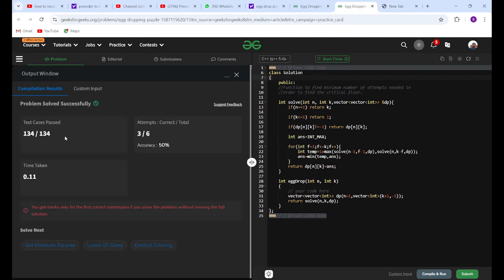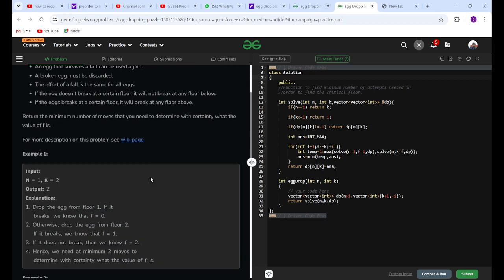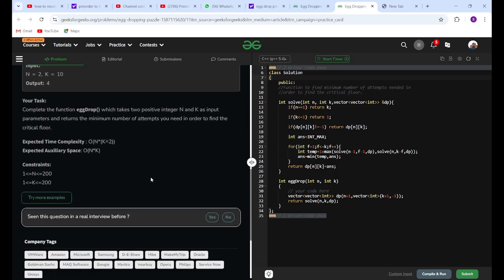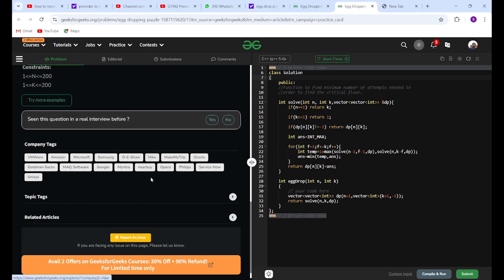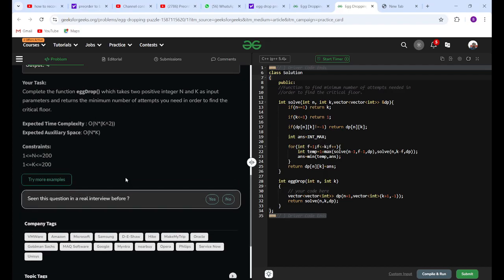Now you can see this is successfully submitted. That's why you can see by these steps we will solve the problem very easily. You can look at these problems again, and this is a very important question because all the MNC companies have asked these questions. Okay, thank you.